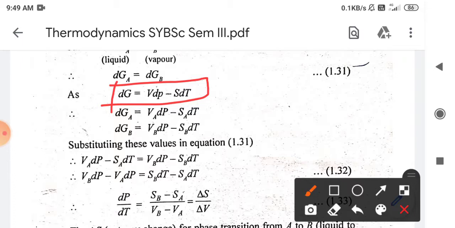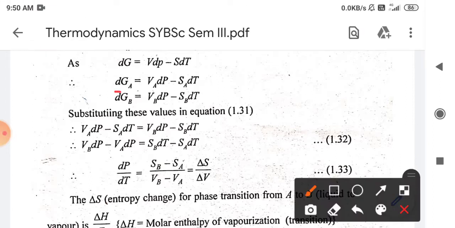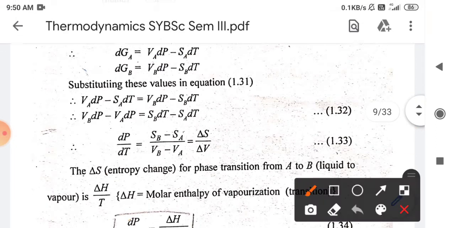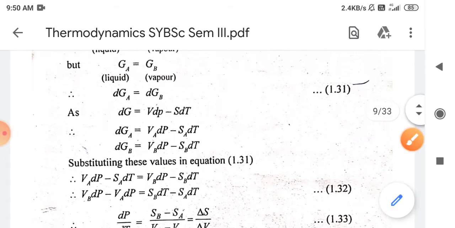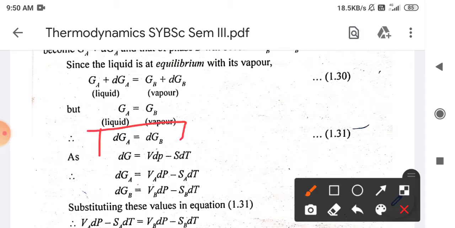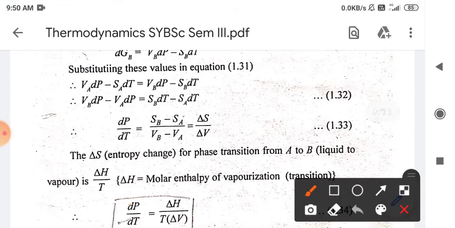Now for phase A, the liquid phase, instead of this G, we will substitute GA, with volume VA, and for entropy it is SA. Similarly for GB, dGB is equal to VB dP minus SB dT. So substituting these values in equation number 1, which is our equation, we have simply substituted the values and rearranged the equation. After rearranging, we get that dP upon dT is equal to delta S upon delta V.